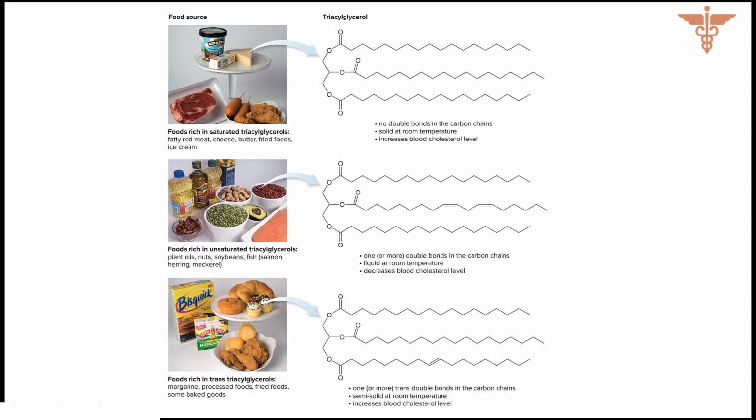Foods rich in saturated triacylglycerols are fatty red meats, cheeses, and butters. Also fried foods and ice cream, because that's made of heavy cream. Food that's rich in saturated triacylglycerols just means that there are no carbon double bonds in the chain. These are solid at room temperature, and they increase your blood cholesterol level, while foods that are rich in unsaturated fats, such as plant oils, nuts, soybeans, and fish, have one or more double bonds in the carbon chains. So we can see that here. They're liquid at room temperature, and they decrease our blood cholesterol level.